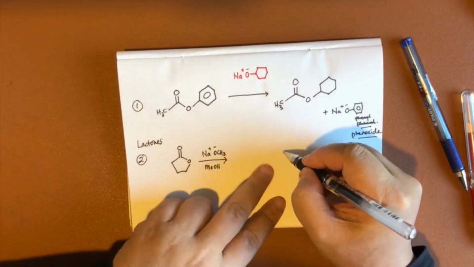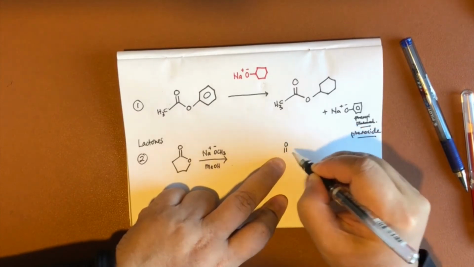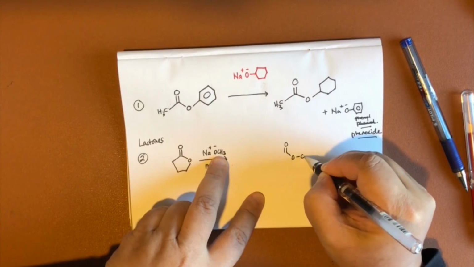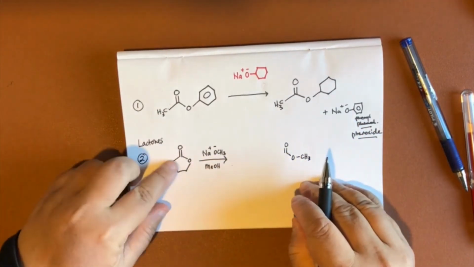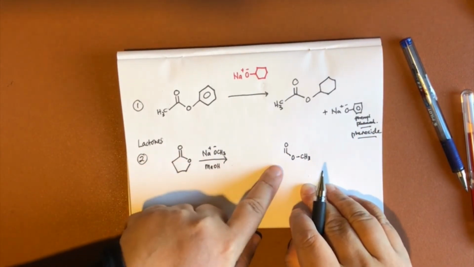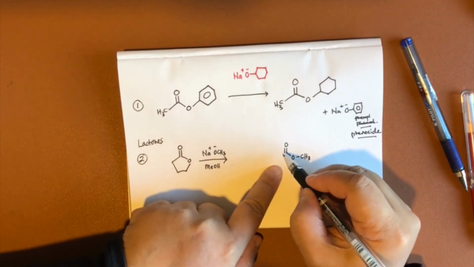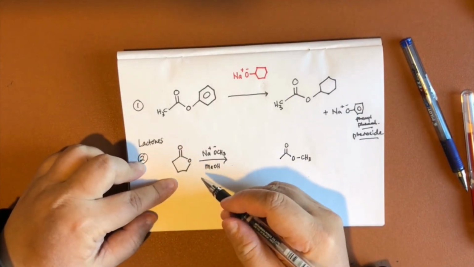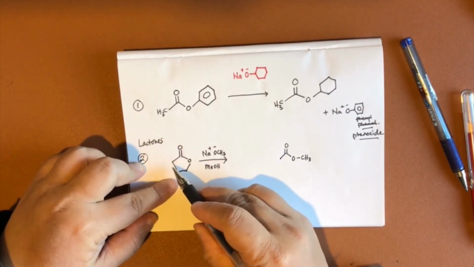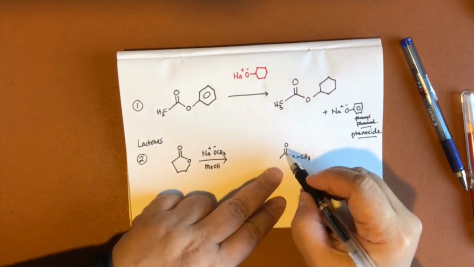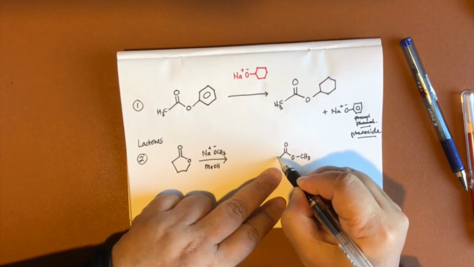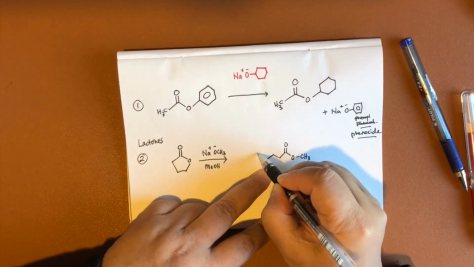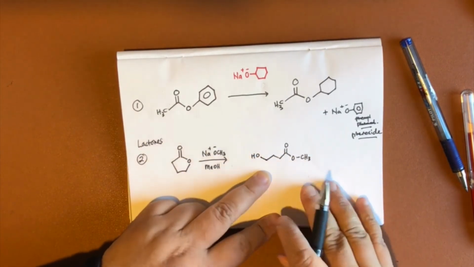So what you tend to get is something like this. I'll just draw this side of the ring first. So we have that methoxide replacing the side of the ring, yeah, and it opens up to form the alcohol. So how many are there? 1, 2, 3, 4. So 1, 2, 3, 4, and gives you the other side as alcohol.